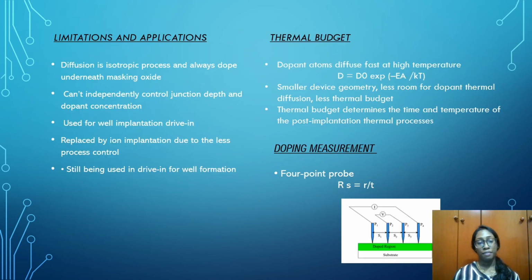Moving on, every process is bound to have its limitations, and so does diffusion. So let's look at diffusion's limitations. Diffusion is an isotropic process and always dopes underneath the masking oxide. It cannot independently control junction depth and dopant concentration. It can be replaced by ion implantation due to the lesser process control. One of its advantages, and why it is still being used, is its drive-in for well formation, and it is used for well implantation drive-in.